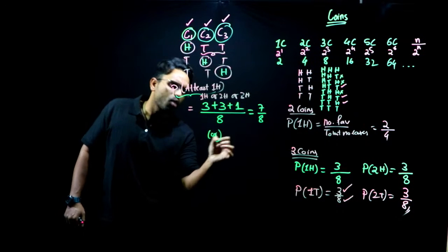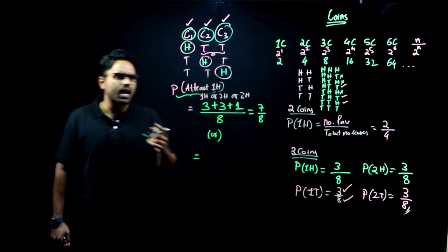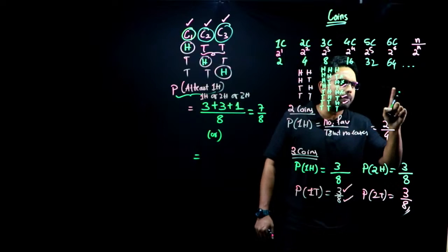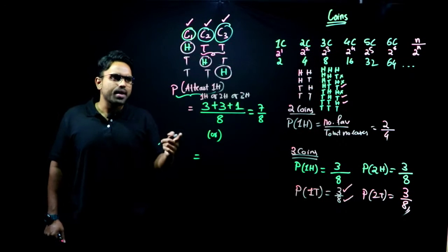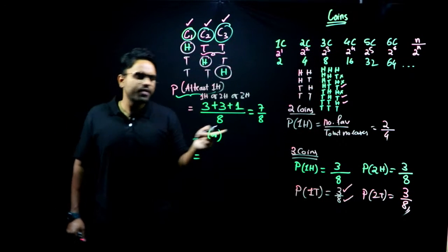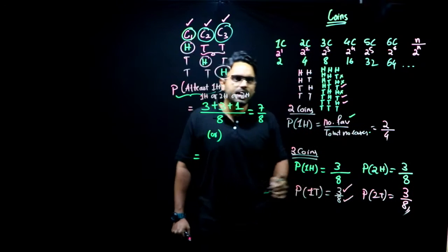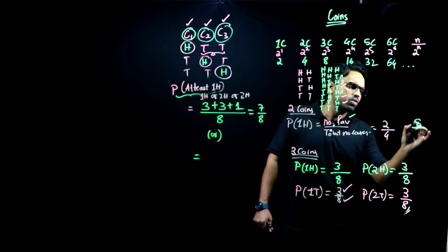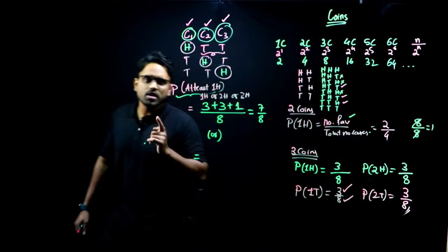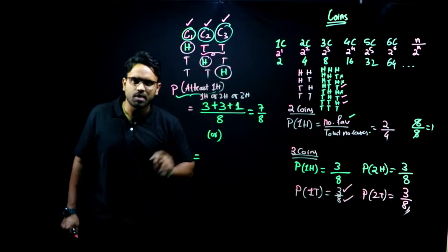But I can also look at the same question, probability of at least one head, something like this. I have a question for the class: when will the probability be equal to 1? The probability will be equal to 1 when the number of favorable cases is equal to the number of total cases. Yes or no? Let's say, 8 divided by 8. That gives me 1. Only then the probability will be equal to 1.